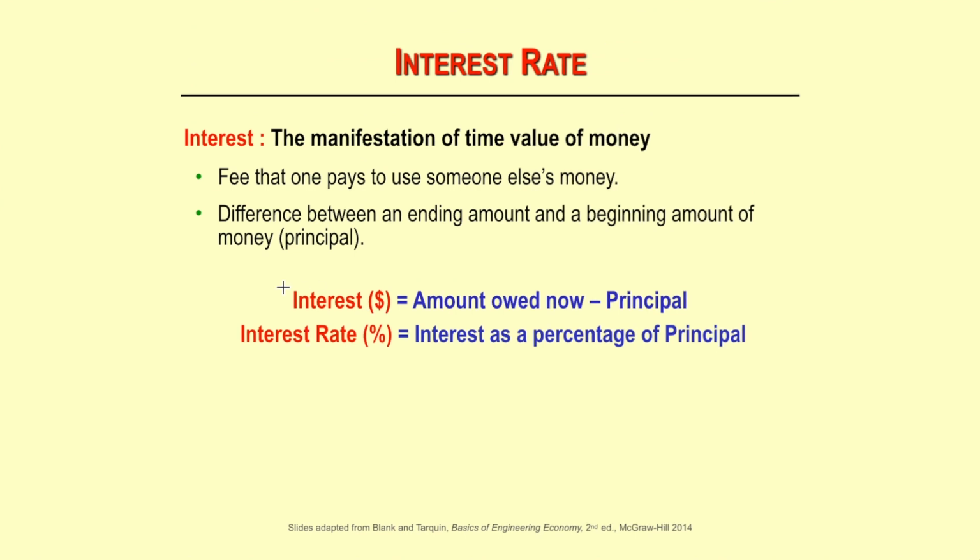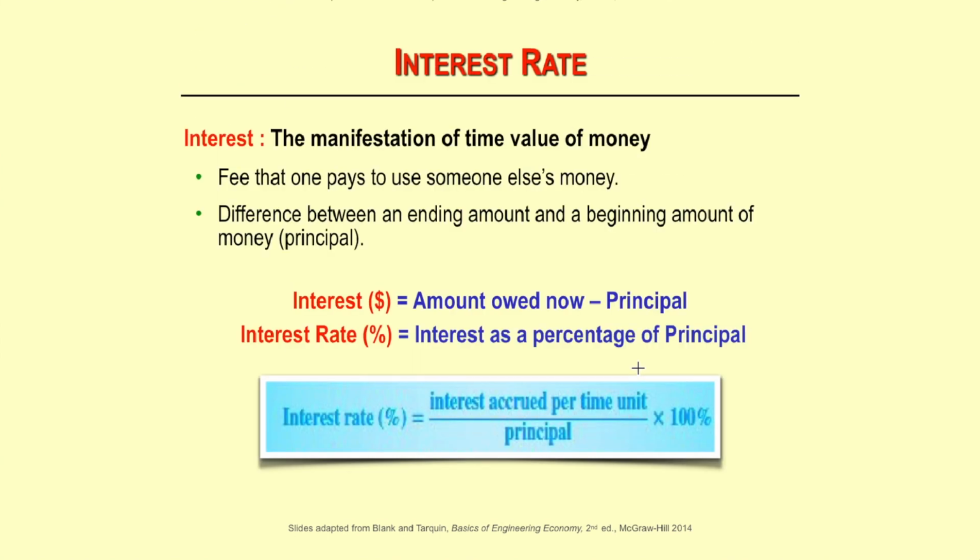So the formula is given here. Interest, the amount of interest, is equal to the amount of money owed now minus principal amount, and interest rate is the amount of interest as a percentage of the principal. So this is given by the formula here.